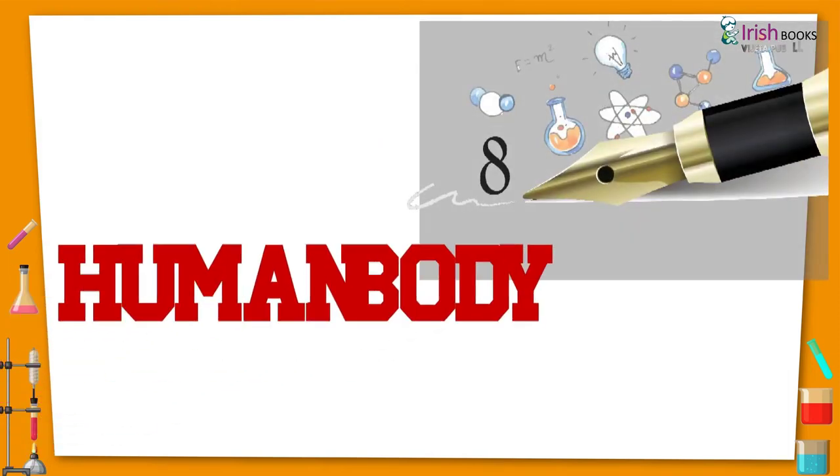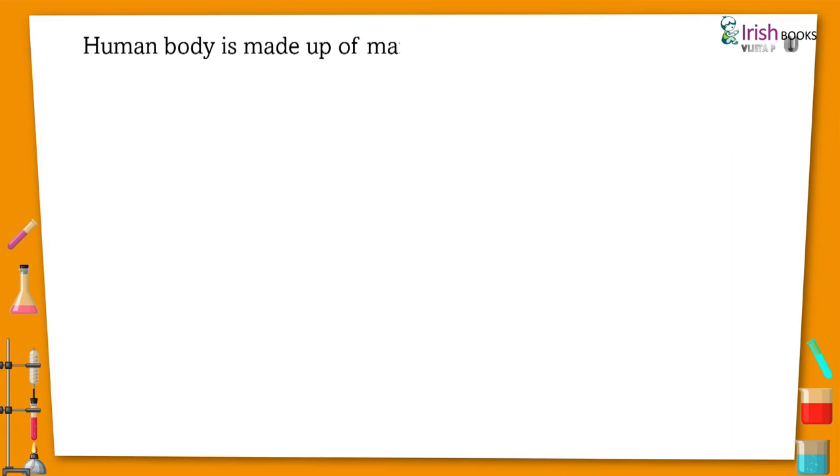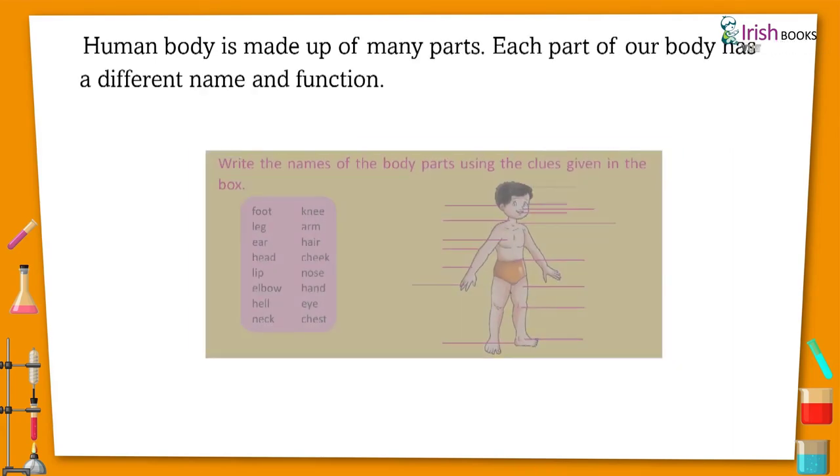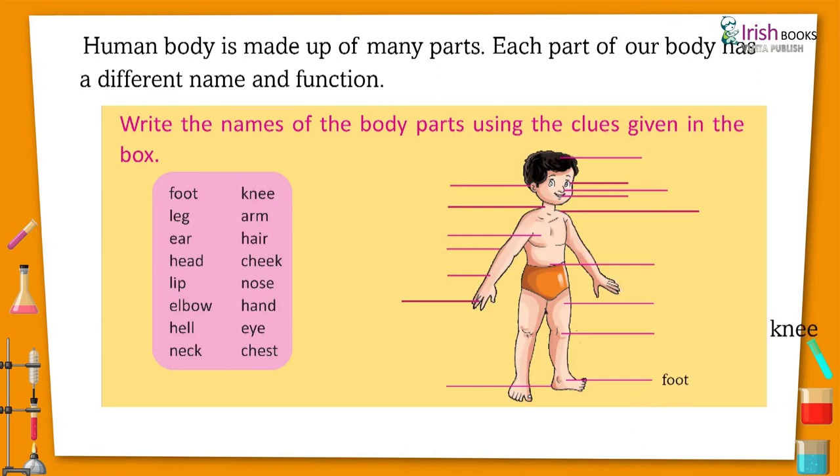Chapter 8. Human body. Human body is made up of many parts. Each part of our body has a different name and function.